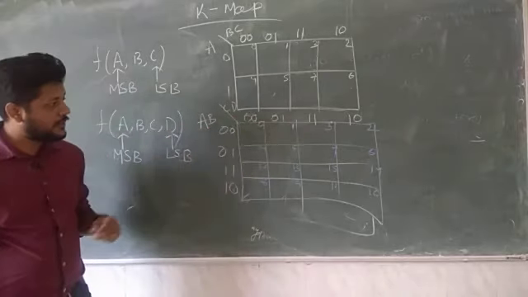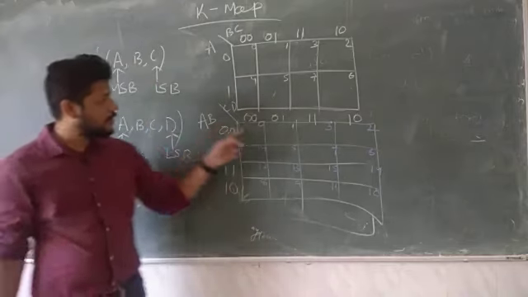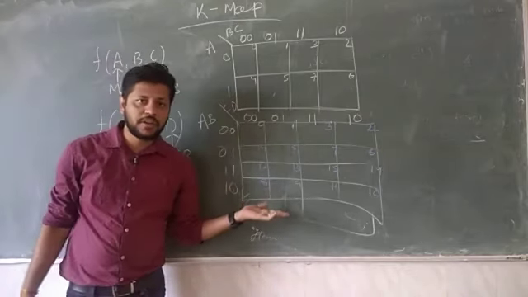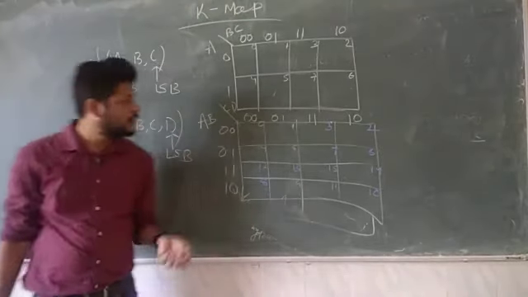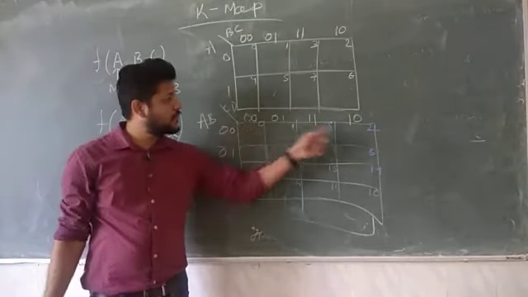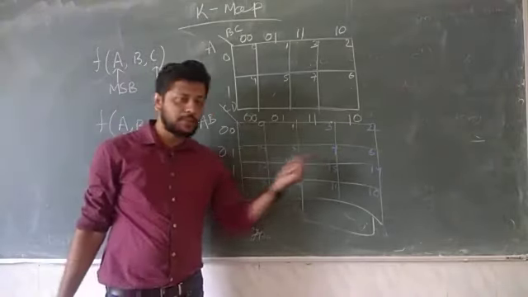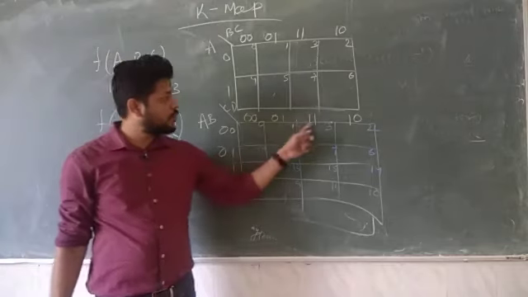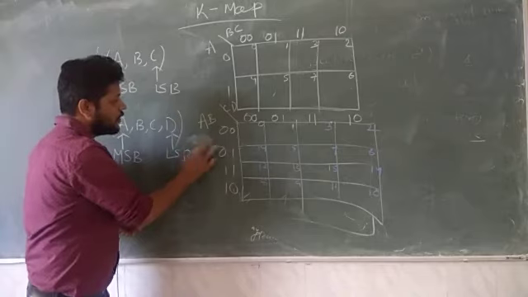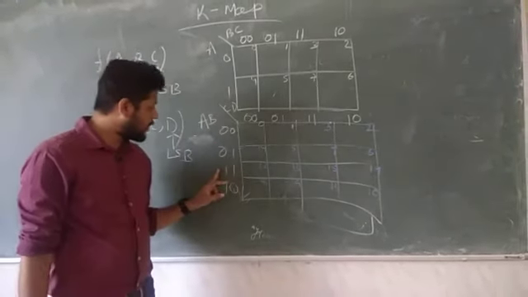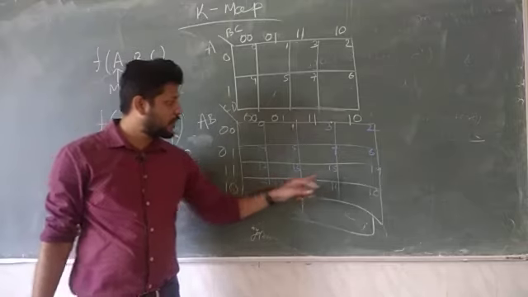In a 4 variable K-map we have 16 cells, and this is very important. In your examination they will surely ask one question from this 4 variable K-map. The first row is 0, 1, 3, 2, then we have 4, 5, 7, 6. Why is this cell 7? Because here 0 1 and here 1 1, so 0 1 1 1 means binary 7. Similarly 1 1 0 0 means this cell is 12, then 13, 15, 14.